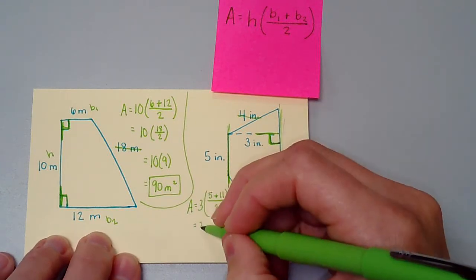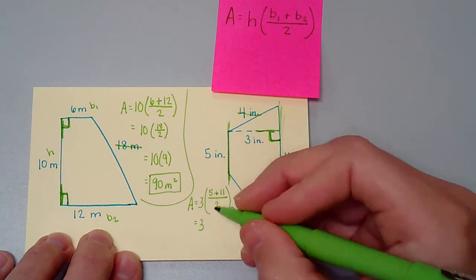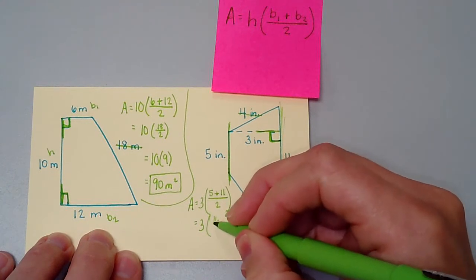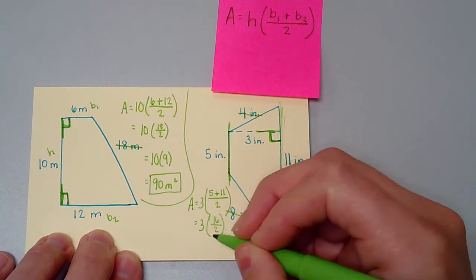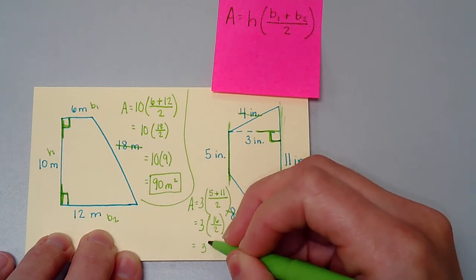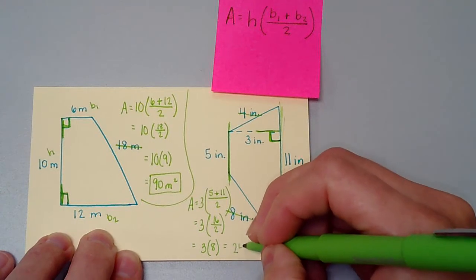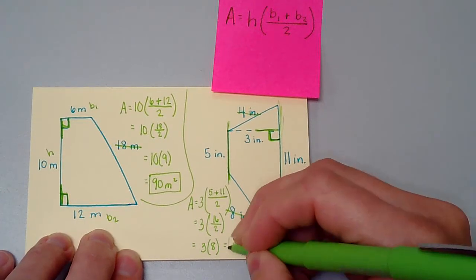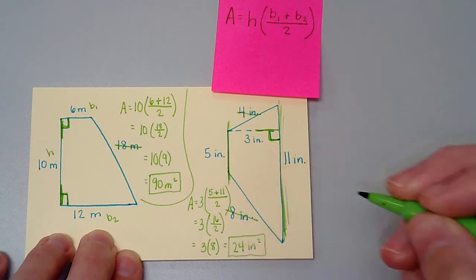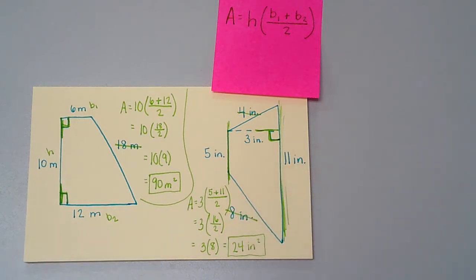3, leave the 3 alone for right now. 5 plus 11 is 16. 16 divided by 2 is 8. And then 3 times 8 gives you 24. Okay? So those are just two quick examples to help you remember those rules again.